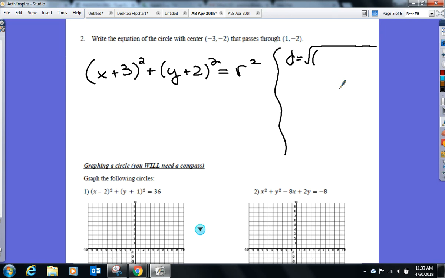So subtract your x's: (1 minus -3) squared, plus subtract your y's: (-2 plus 2) squared. What do I get in there? 1 plus 3 all squared gives me 16, plus (-2 plus 2) squared. Yep. What's the length of this radius? 4, so what should I plug in for r squared? 4 squared or 16, yep.